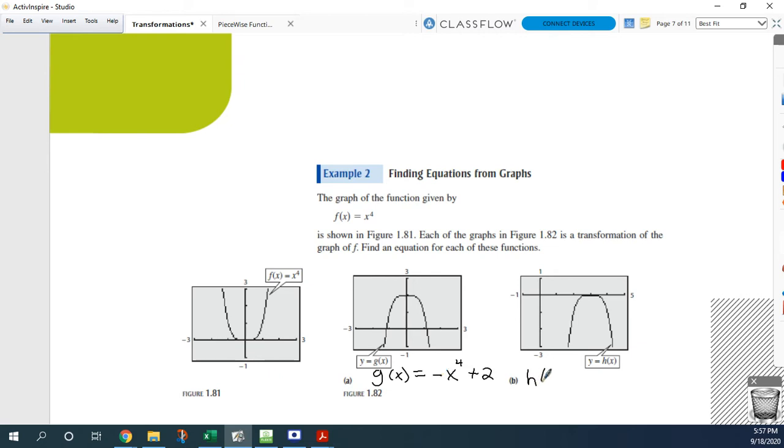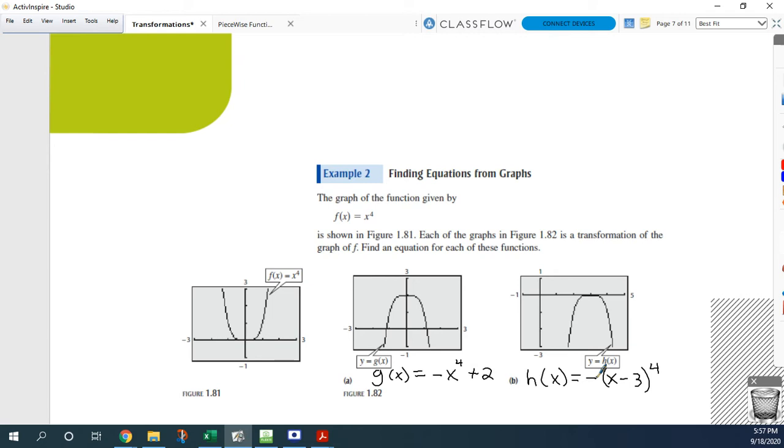Likewise, we want to look at our h of x. Again, we're looking at this vertex. This time it hasn't moved up or down, so we're not going to have anything being added or subtracted on the outside, but it has moved right 1, 2, 3 spots. So we know that we need to do the opposite operation. So it's going to be an x minus 3, but it needs to be on the inside of that fourth power, so I'm going to put parentheses around it. And again, it's been reflected across our x-axis, so it's just going to get a negative on the outside.